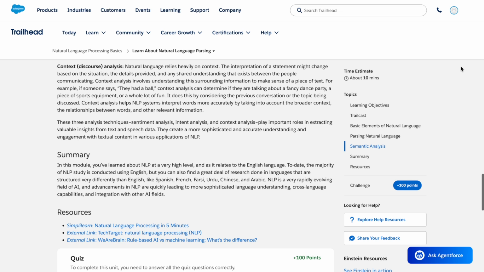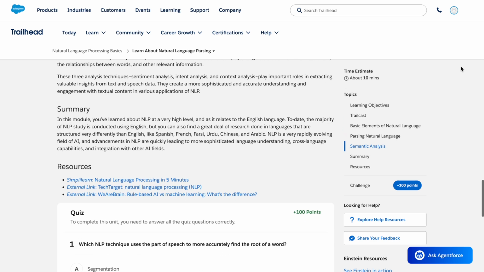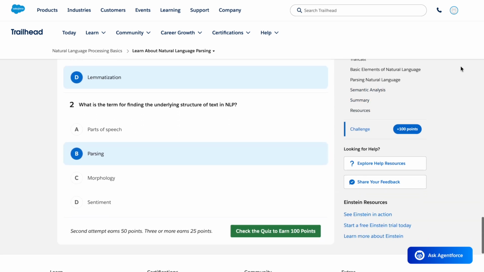Summary. In this module, you've learned about NLP at a very high level and as it relates to the English language. To date, the majority of NLP study is conducted using English, but you can also find a great deal of research done in languages that are structured very differently than English, like Spanish, French, Farsi, Urdu, Chinese, and Arabic. NLP is a very rapidly evolving field of AI, and advancements in NLP are quickly leading to more sophisticated language understanding, cross-language capabilities, and integration with other AI fields.